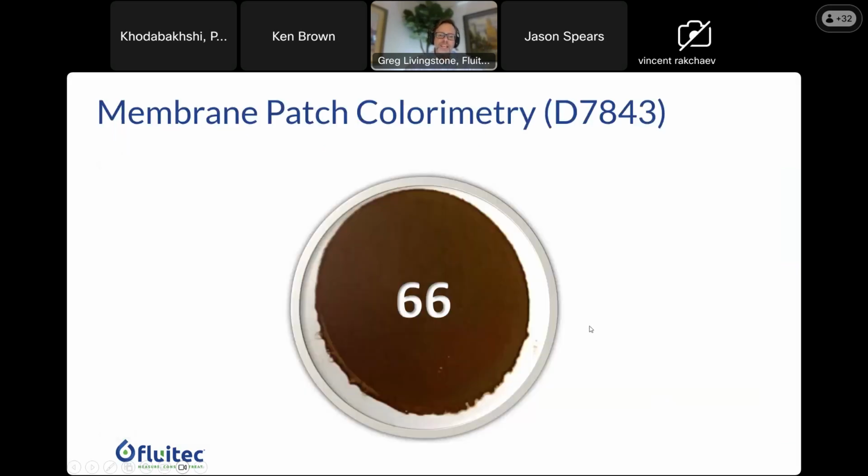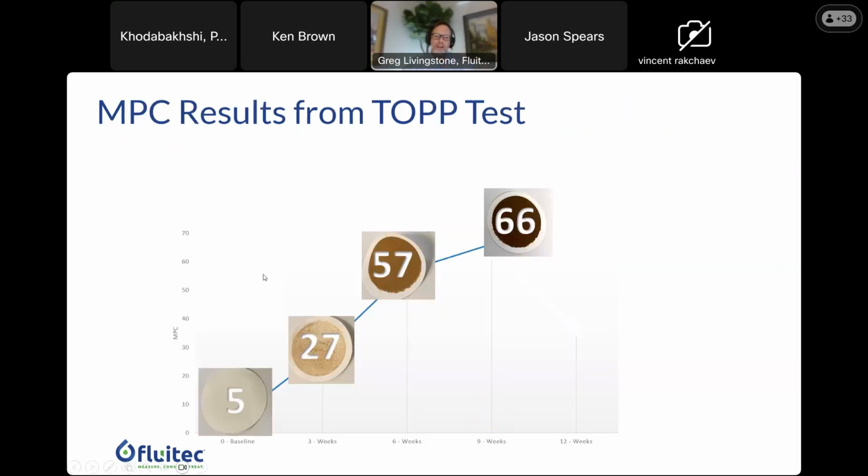And again, the best standardized way of measuring the potential of an oil to form deposits is referred to as a membrane patch colorimetry test. There are other tests as well. The ultracentrifuge is a great test. So there are other testing methodologies as well. But just one comment here on the MPC test that I want to make is that typically you would expect, as you age an oil, you'll see a progressively increasing MPC value.